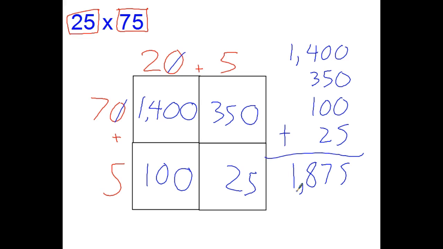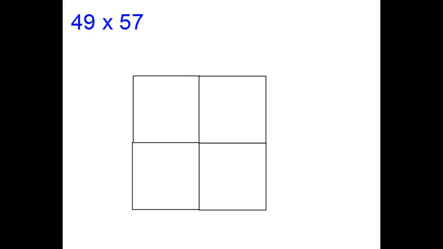Look what we did again: write both numbers in expanded form, use them sort of like a times table, and then add up all the numbers that you get.